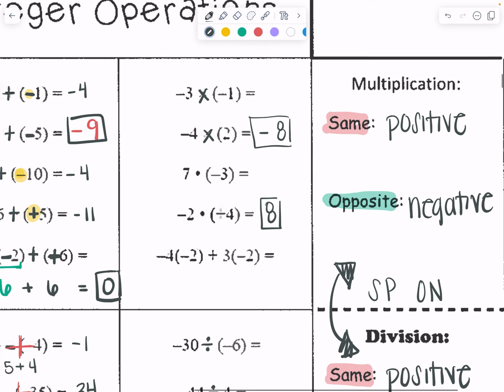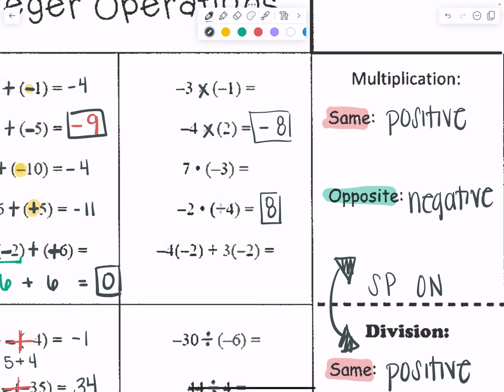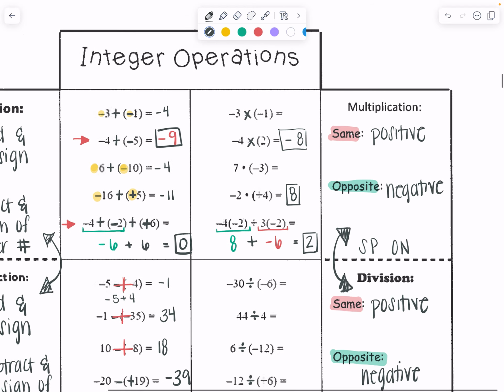And then let's look at the one at the very bottom of this. So what I have to do, order of operations, says that I have to do -4 times -2, and then 3 times -2, and then I'm going to add those two numbers together. So -4 times -2, those are the same sign, so it's going to be +8. 3 times -2 is going to give me a -6, and then I'm going to add those. Now I'm going back to the rules to the left, the addition and subtraction rules. Signs are opposite, so I'm going to subtract those and keep the sign of the bigger number. And so I get a +2.